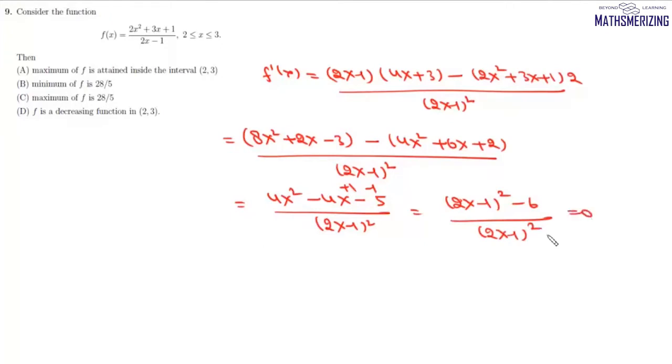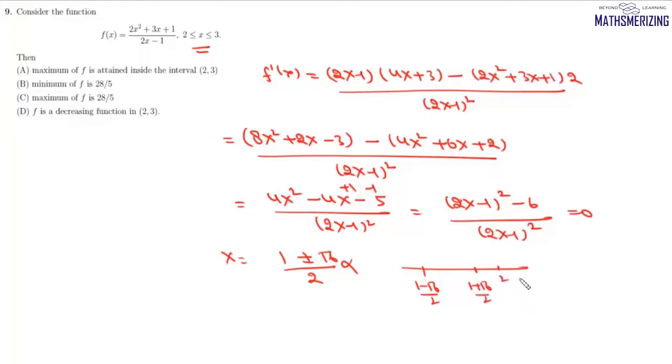Now we put it equal to 0, we'll get x as 1 plus minus under root 6 upon 2. Now 1 plus minus root 6 by 2 doesn't lie in this interval. So that means there is no critical point in this interval 2 to 3. And this is 1 minus root 6 by 2 and this is 1 plus root 6 by 2.